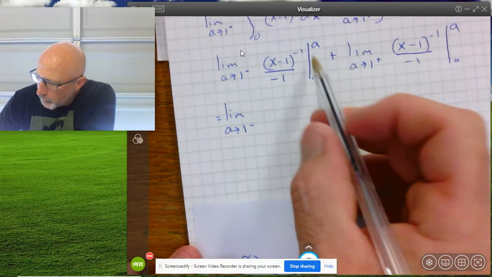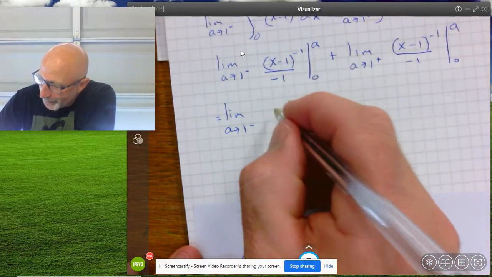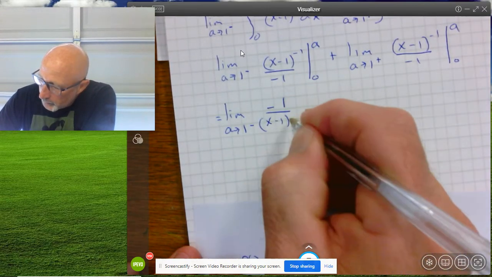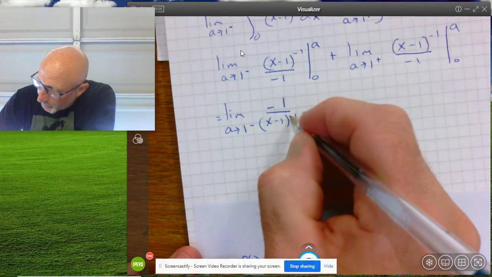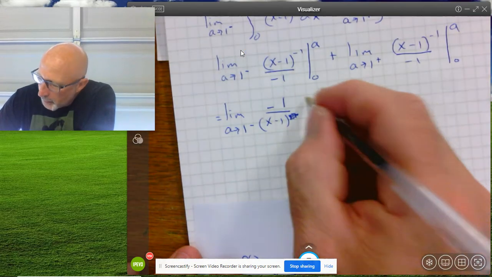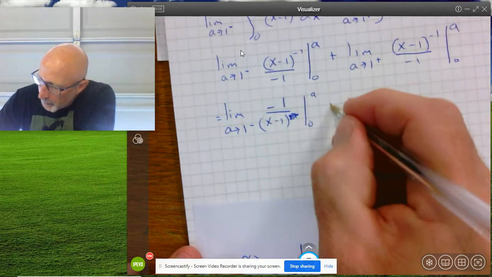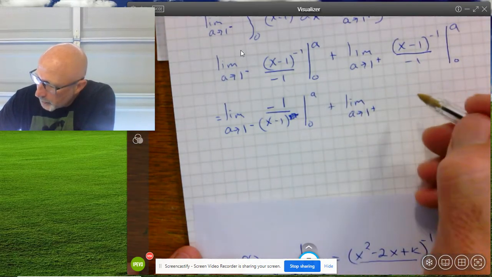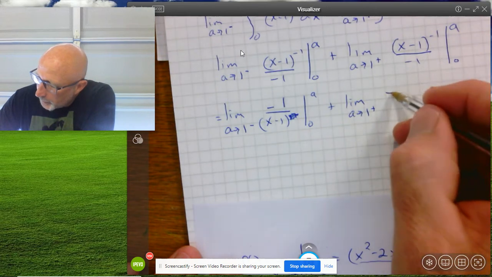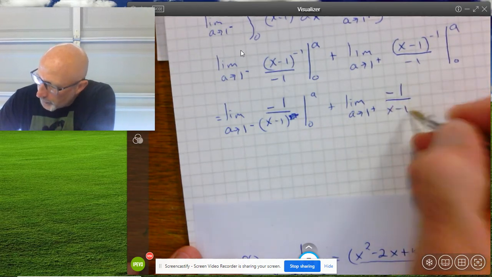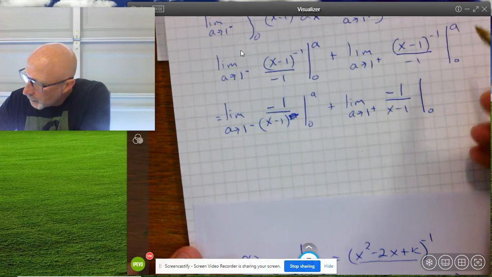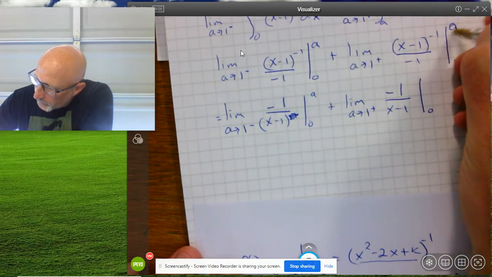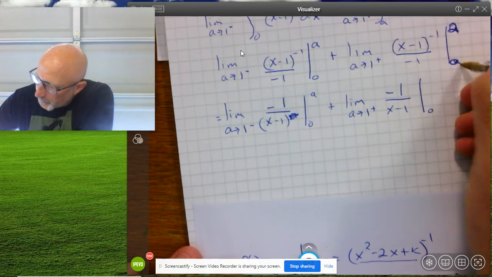Okay, so maybe I'll rewrite this first before I actually plug it in. So I have negative 1 all over x minus 1, to the negative first, sorry, that's to the positive first power now, from 0 to a, plus the limit as a goes to 1 from the positive direction of negative 1 all over x minus 1, going from 0. I think I switched these around. This should be 2 to a, and this is 2 to a.